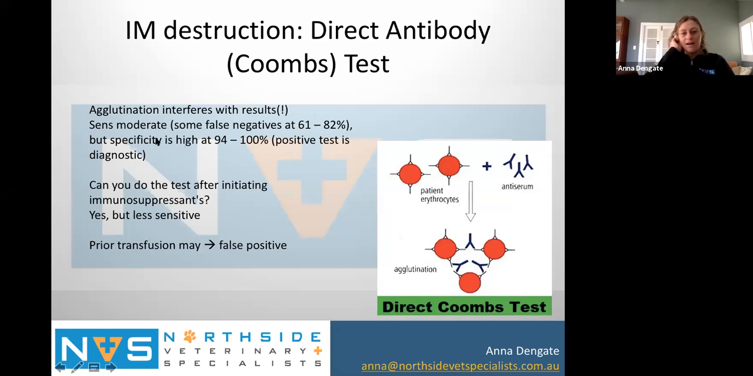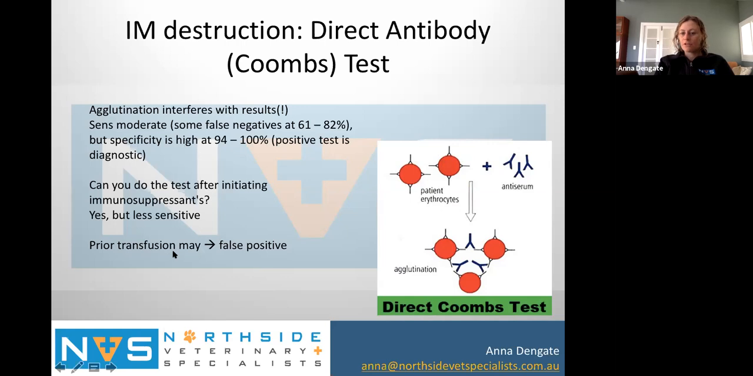But the specificity is higher. So if you've got a positive, you're much less likely to get a false positive than a false negative. So specificity is 94 to 100%. Can you do this test after initiating immunosuppressants? Because often we see patients that have started on PRED but don't have that kind of slam dunk diagnosis. You can imagine if you've started immunosuppressants and you're trying to detect antibodies, but there's less antibodies, obviously the sensitivity is going to go down.